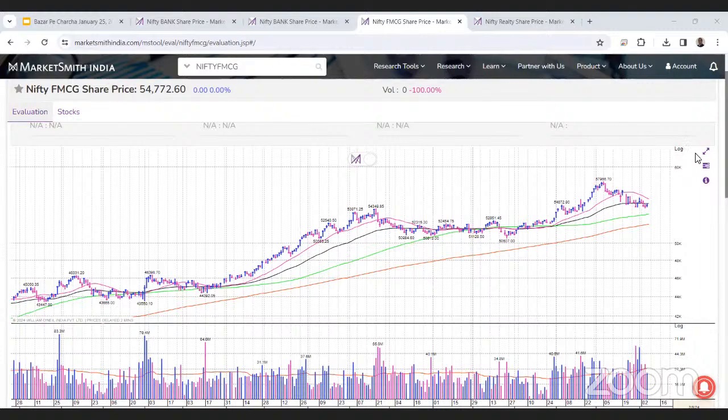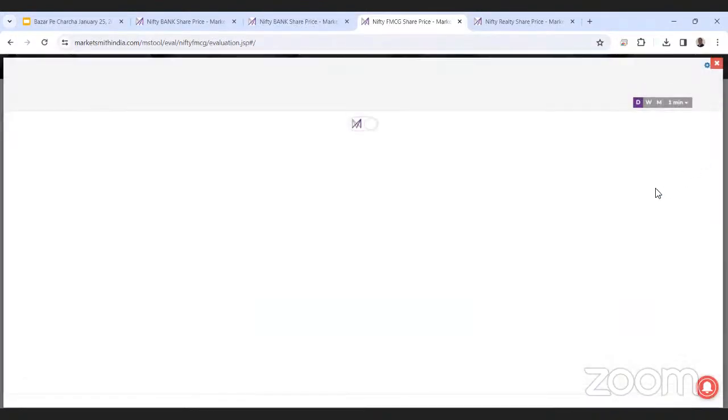On this FMCG, there was some expectation from the budget for the rural economy and all, and nothing happened in this interim budget. After that, this FMCG is falling in a more rapid manner. And maybe this downtrend, I don't know what the problem is.